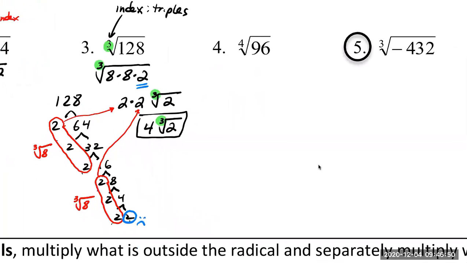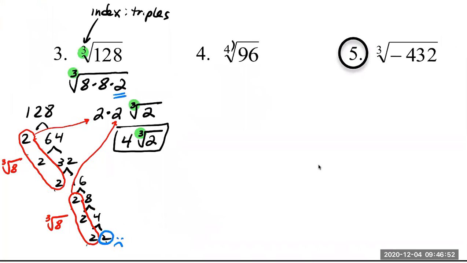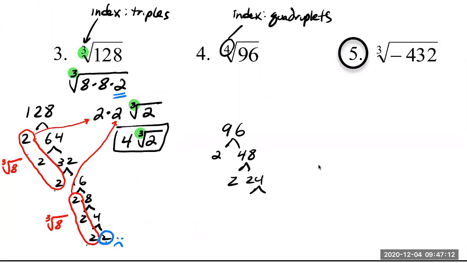So that was when we were looking for triplets. This next one, we're going to be looking for this index of 4. We're going to look for quadruplets. So when we write 96, we're looking for 4 identical factors. So let's see, that's 2 times 48, 2 times 24, 2 times 12, 2 times 6, and then 2 times 3. So we're looking for quadruplets.